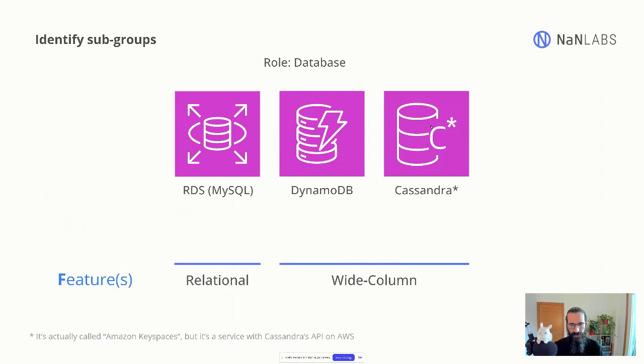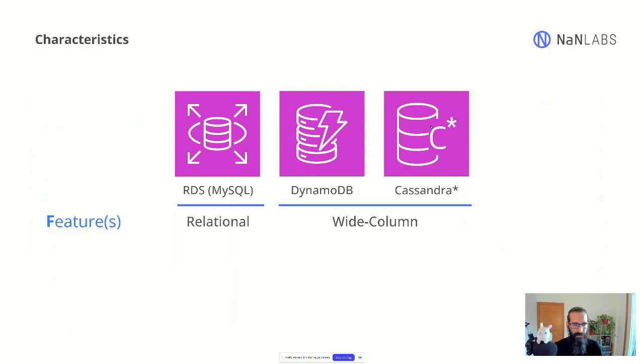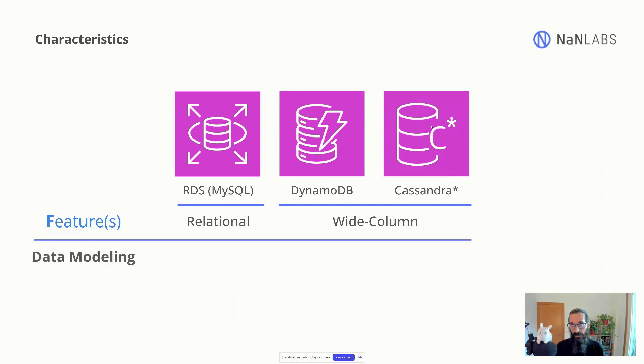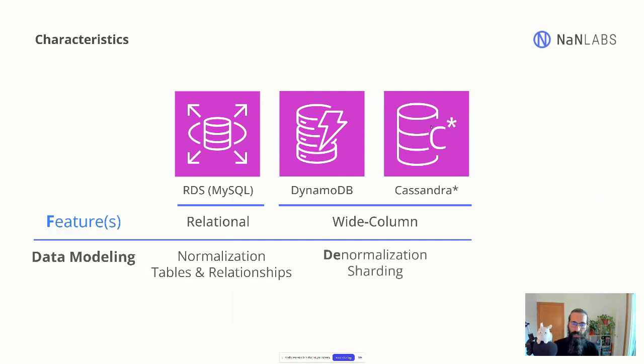So let's focus on the features for one. Let's think about data modeling for databases. I'm going to be quick because this is not a database talk, but bear with me. For relational databases, how you model, you think about normalization and tables and relationships, or primary keys, foreign keys, that kind of stuff. But wide column is more about denormalization and sharding. There is a different way how you think about your data and how to model it.